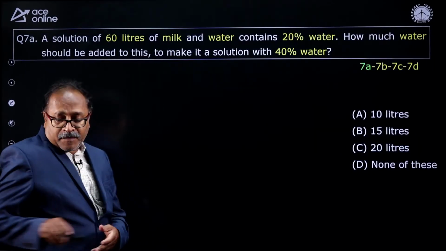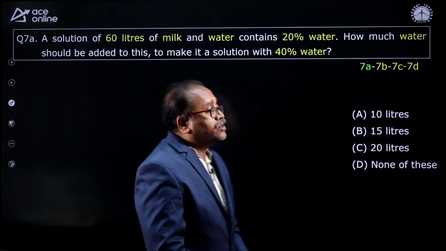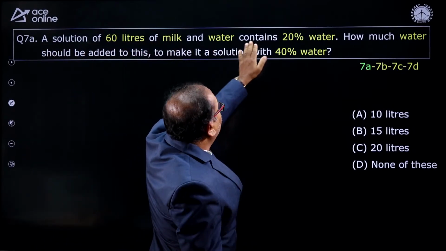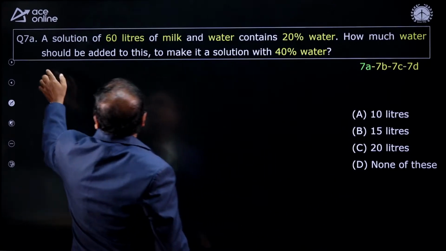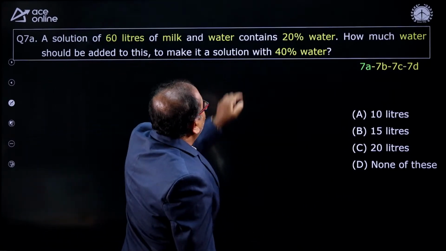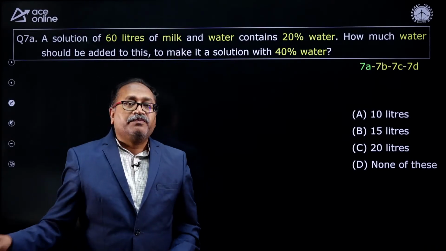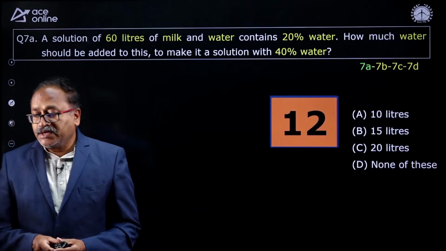Here, that is 7. So we have 4 questions on this type. A solution of 16 liters of milk and water contains 20% water. How much water should be added to this to make the solution 40% water? Very important question for prelim exam. 15 seconds to think, and if you can answer it.